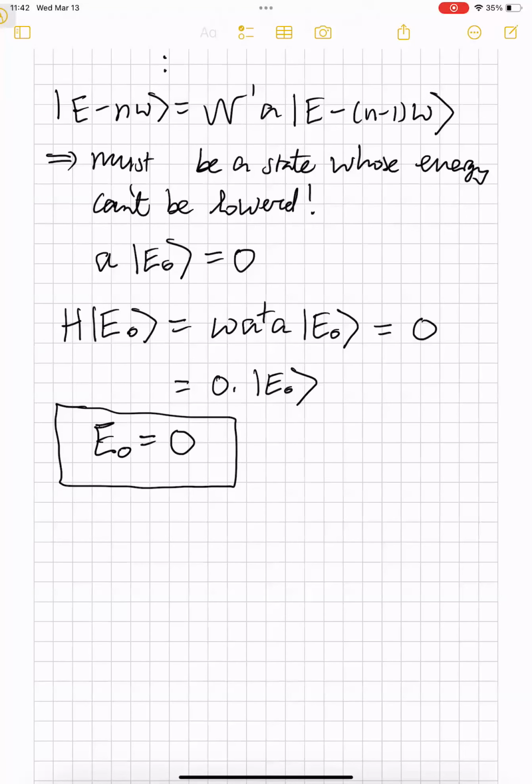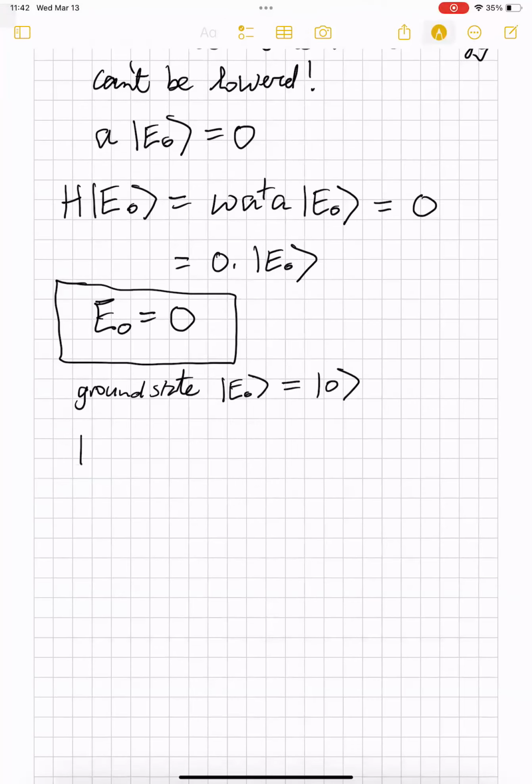So because the lowest energy is naught, we are going to write the ground state. We were writing this as E naught, but let's just plug in the value. So this will be naught, okay? Then we can very easily write the state with energy omega. This will be proportional to A dagger on naught.